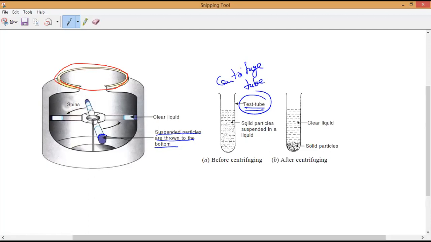So here are solid particles suspended in a liquid. This is before centrifuging. Now if I place it in the centrifuge cell and start spinning, imagine I give 7,000 rpm, 7,000 rotations per minute, then all the suspended solid particles will settle down. You can see here, only the clear liquid will be present on top. This is after centrifuging, and this is before centrifuging. Have you understood, guys? Please respond.